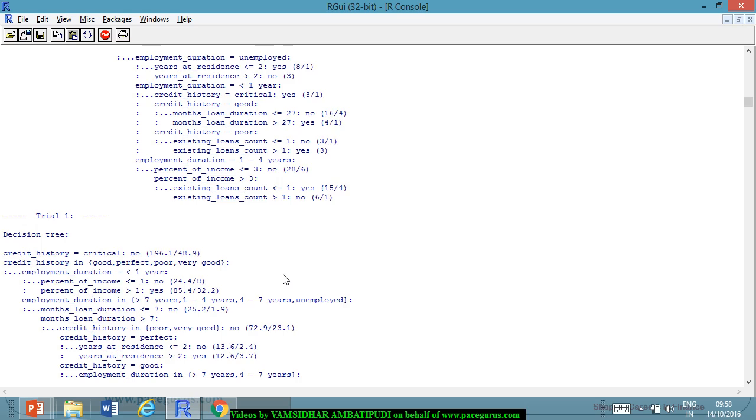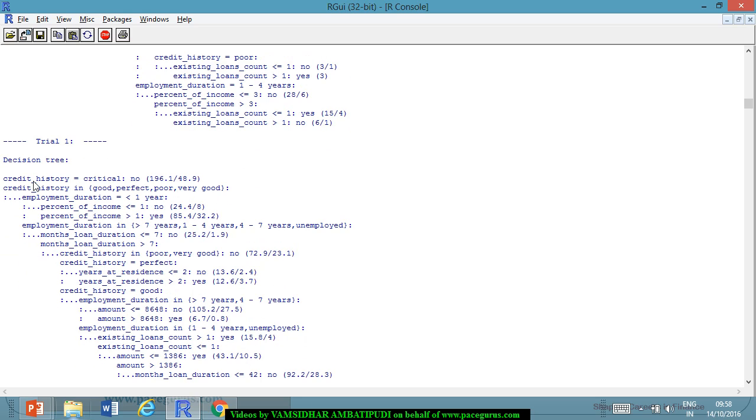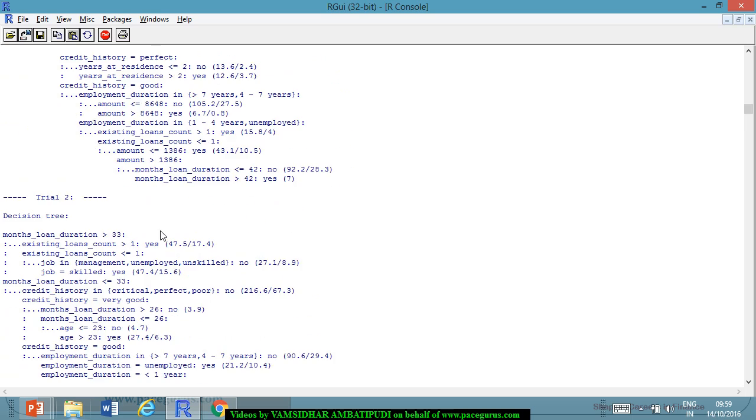Whereas in your second trial, you see there is a slightly different way of categorization. The first step: credit history is critical? We are saying no. So 196.1 and 48.9 out of them are coming out into the other group. The same process is repeated again and again, so there is a proportion being considered. That's the reason we are getting decimals here, because of the repeated process that is happening. So you can see trial 1.